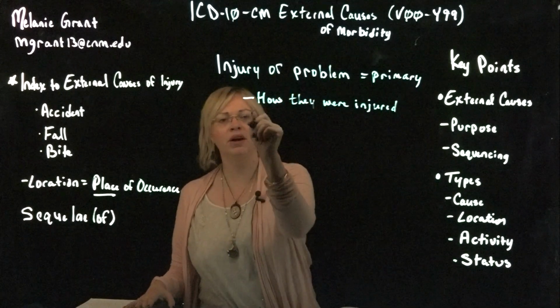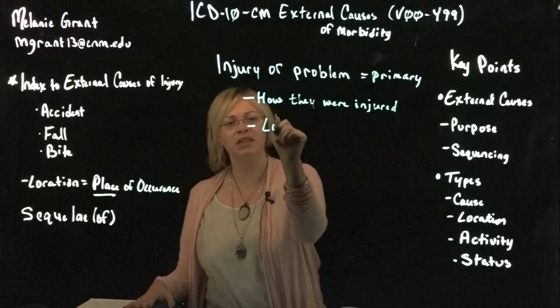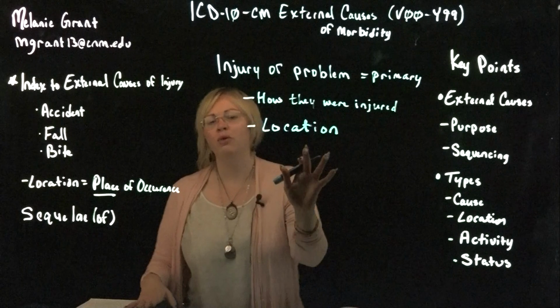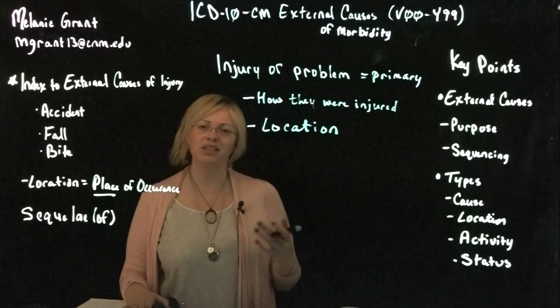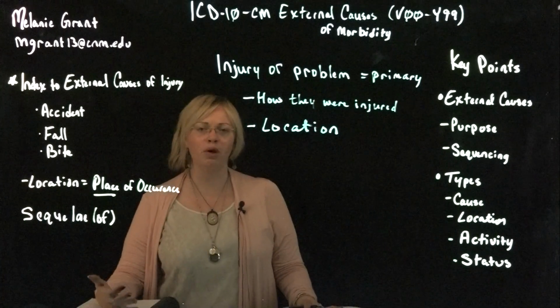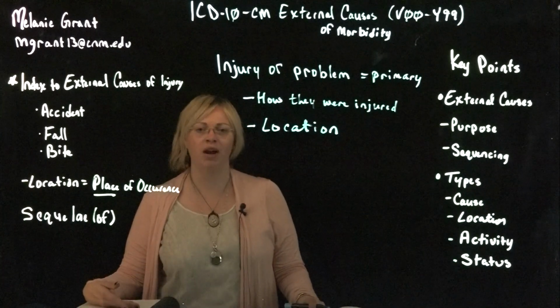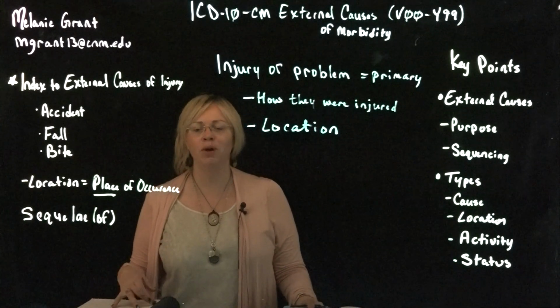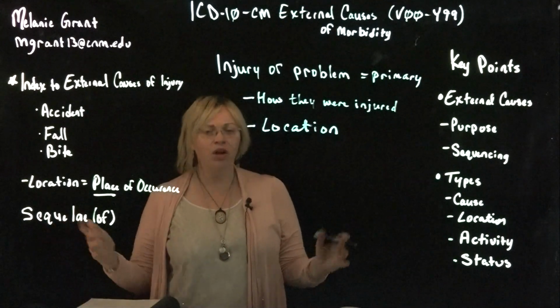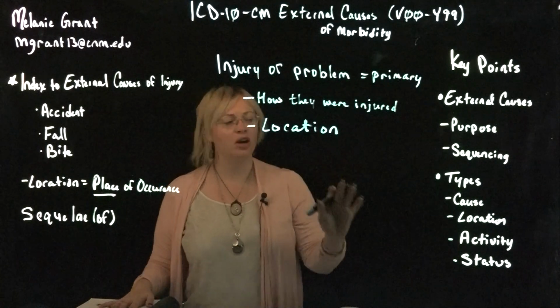Then we talk about where it happened, and this is not always something that we can list. So it depends on what's documented. When we talk about location, we're talking about did it happen at home? Did it happen at a grocery store? Did it happen when they were at work? And if so, what type of work environment was it? Did it happen while they were at a park? While they were at the zoo? All this information that you'll find within the note.